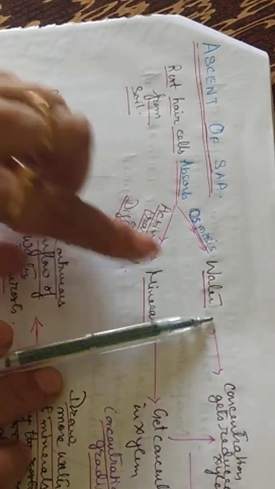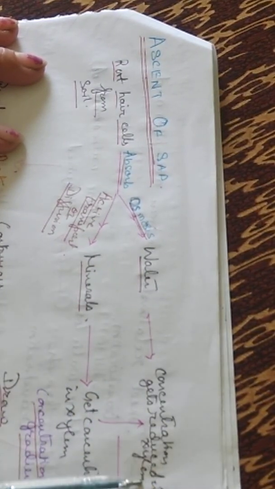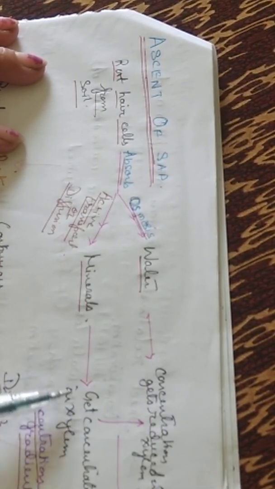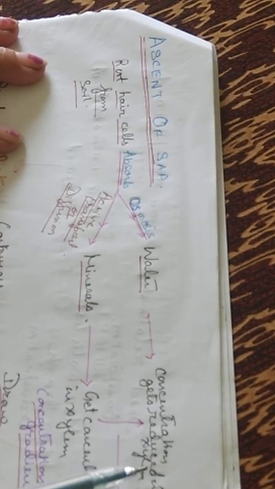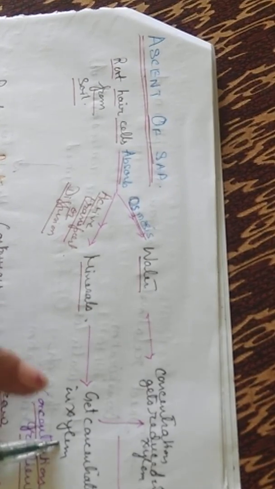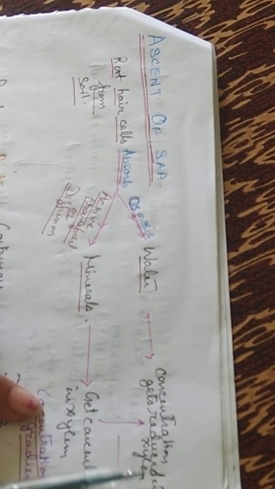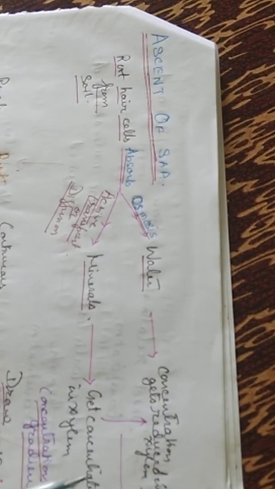Now, the water concentration gets reduced in the xylem, and the minerals get concentrated in the xylem. Now, this is a concentration gradient. Through the concentration gradient, they draw more water and minerals by the roots.